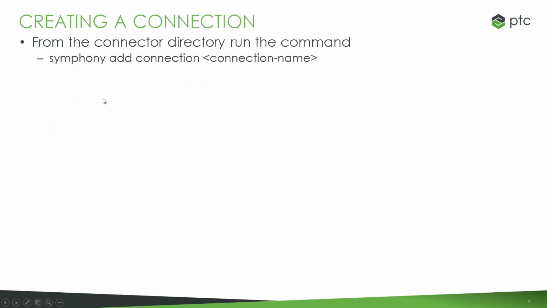To create a new connection, open up a command prompt into the connectors project directory and run the command symfony add connection and provide a connection name. In this case, we'll provide the connection name basic. Now let's see the output generated by this command.